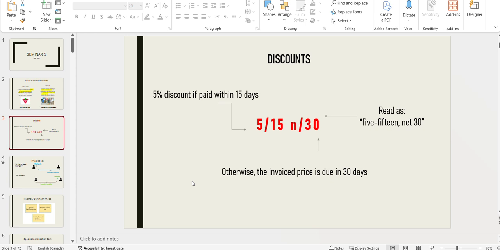For example, in this slide, you can see that we have 5, 15, and 30. We read it as 5/15 net 30, which means 5% discount if paid within 15 days. Otherwise, the invoice price is due in 30 days. So if you pay within 15 days, you can use 5% discount. Otherwise, if your payment passes 15 days, you need to pay the full amount in 30 days.